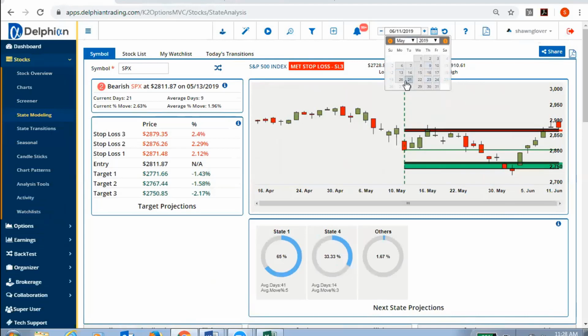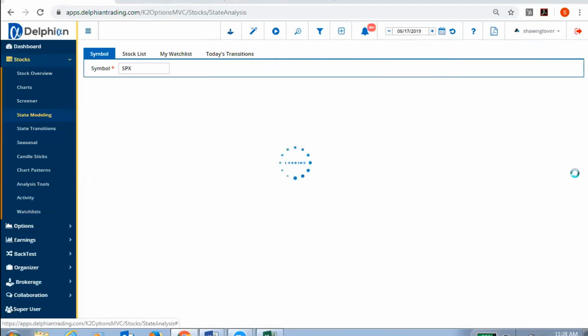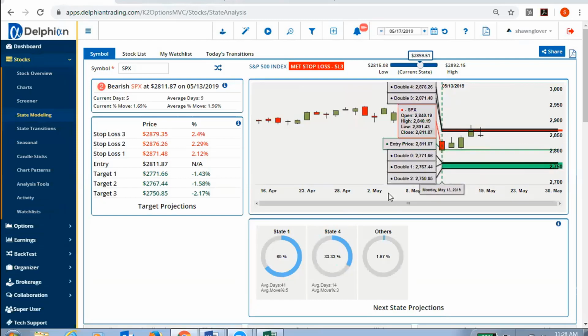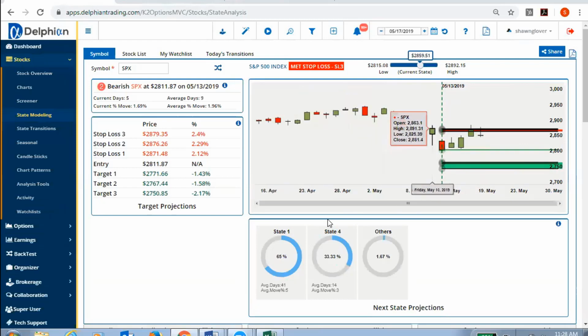Maybe graphically, could you show the state? It does show the day it changed, it's got the dotted line. So it transitioned into state 2 on May 13th, and I'm showing you May 17th now. So this is the current day here. The answer was the dotted line? Yes, sir, that dotted line tells you the day of transition.